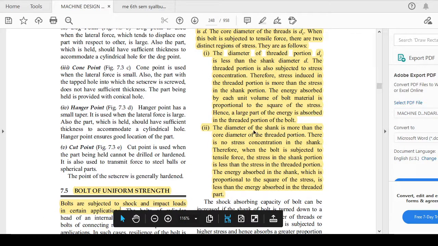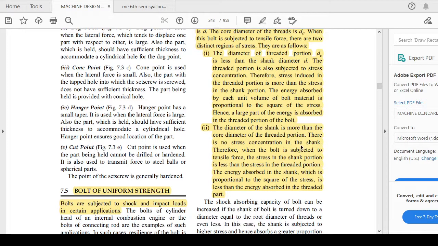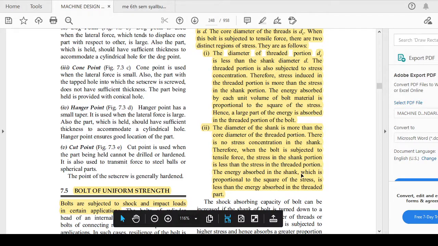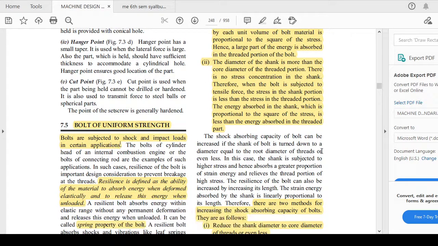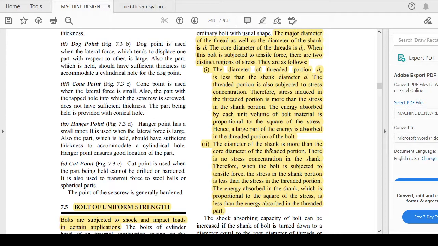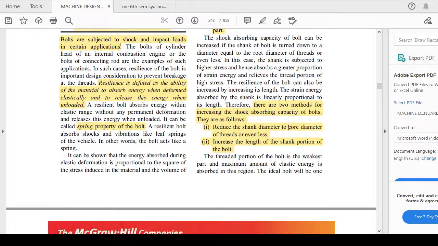Next, the diameter of the shank is more than the core diameter of the threaded portion, so there is no stress concentration in the shank. When the bolt is subjected to tensile force, the stress in the shank portion is less than the stress in the threaded portion. That is why the energy absorbed in the shank, which is proportional to the square of the stress, is less than the energy absorbed in the threaded portion. These are the two criteria where stresses apply according to the size or diameter at different sections of the bolt.